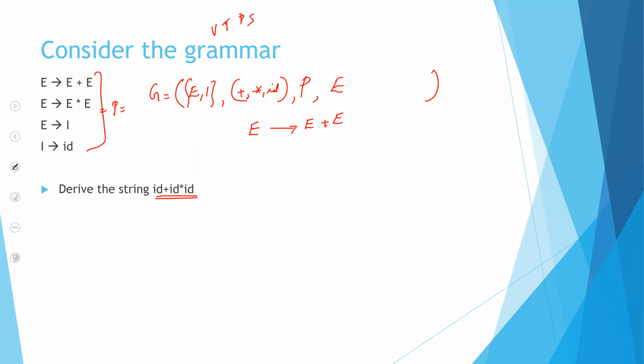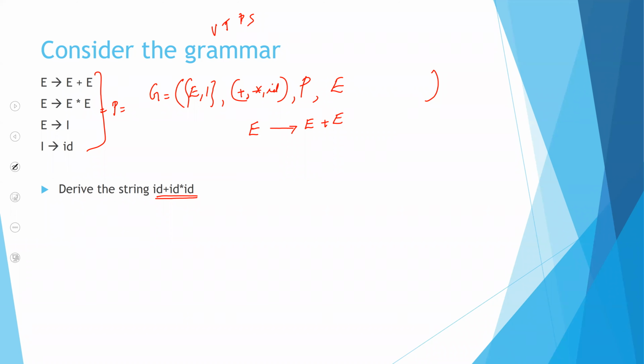Okay, so there are two ways in which you can do it. You can either do it from the left to the right or from the right to the left. I will go the normal way from the left, and then let's see a normal derivation, and then we will see LMD and RMD after some time.